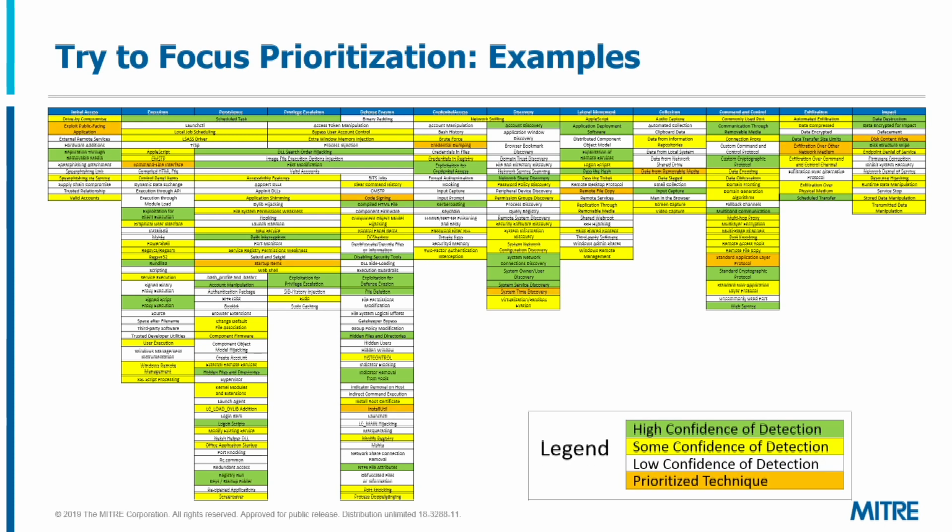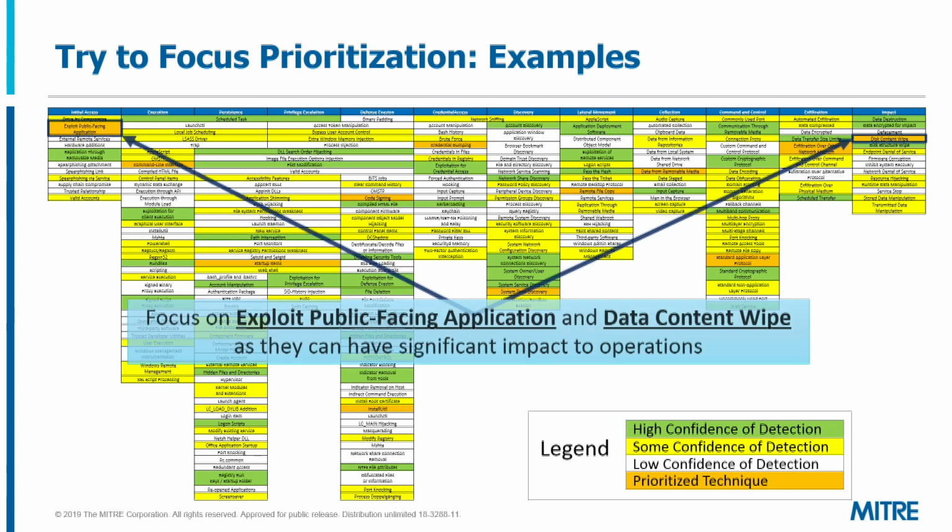Try to come up with different techniques that you can focus on in the short term for some wins. Some examples here are, I've selected exploit public-facing application and data content wipe. You might come up with a prioritization plan and say, well, let's select these techniques because they're really significant to the day-to-day operations we have. They can really disrupt our operations.